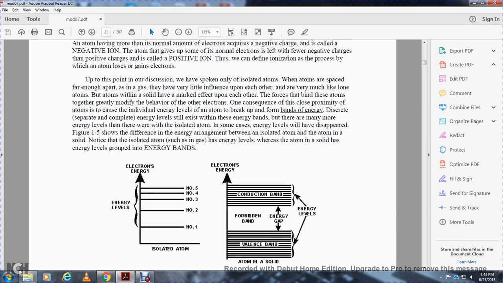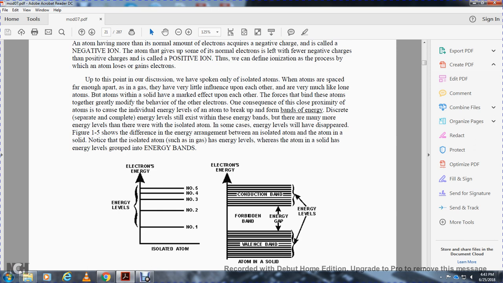Up to this point, our discussion has been only of isolated atoms. The atoms in a gas have very little influence upon each other; they are very much like lone atoms. But atoms in a solid have a marked effect upon each other. The forces that bind the atoms together greatly modify the behavior of the other electrons.